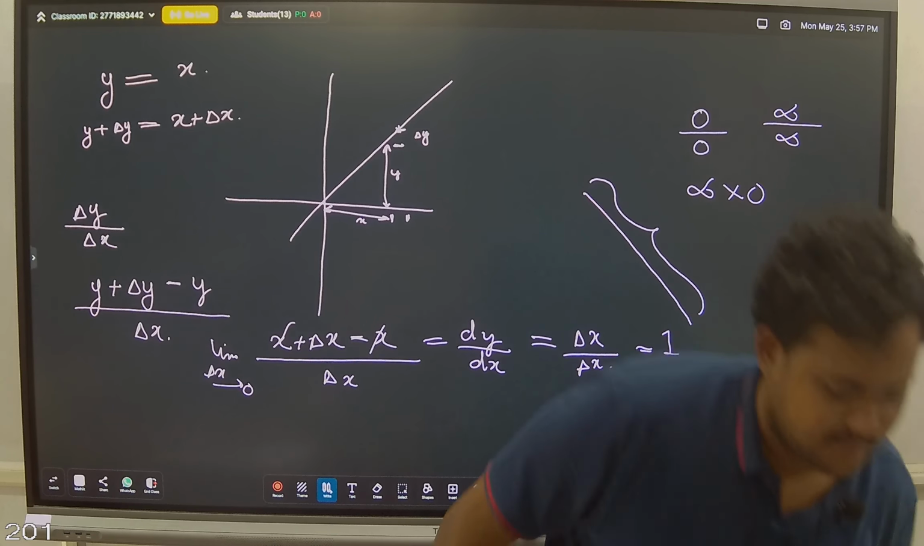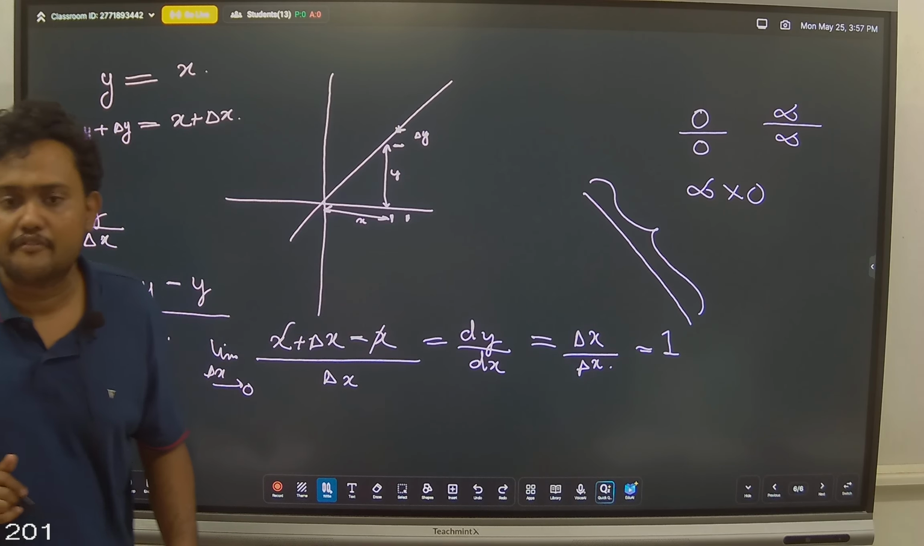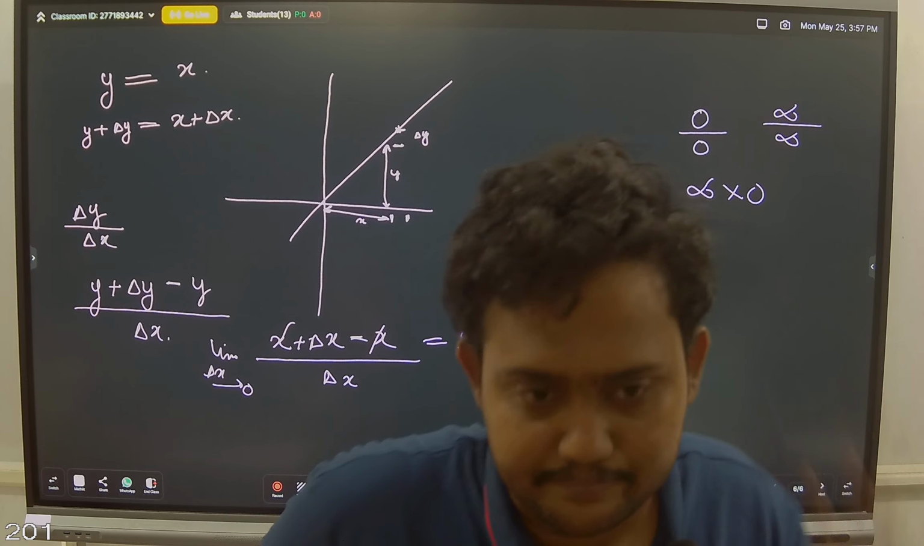Right? You are not directly striking it off. You are not directly substituting 0. You are finding the limit.